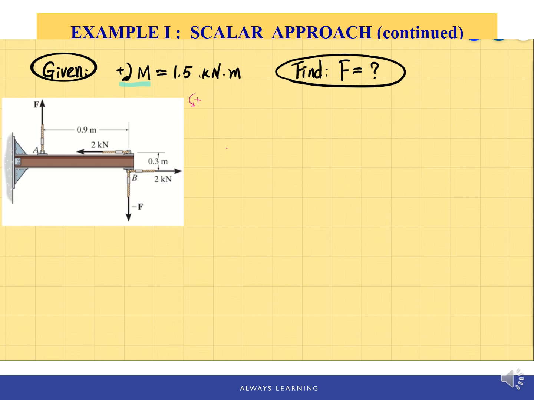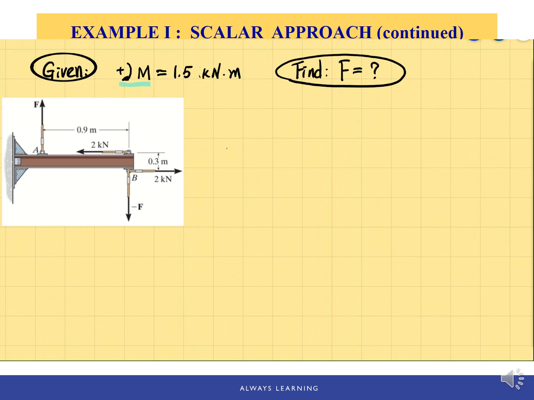So in this problem, I'm going to show you what results I will get if I use the clockwise rotation as positive, and then you can compare my result with the one showing in the PowerPoint to see if the two results are the same. All right, so clockwise rotation is the positive rotation. Now let's take a look at the two couples.